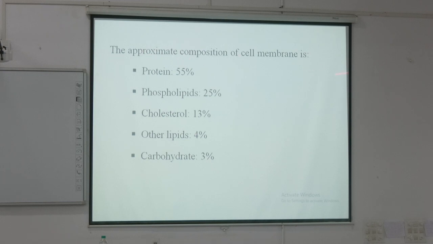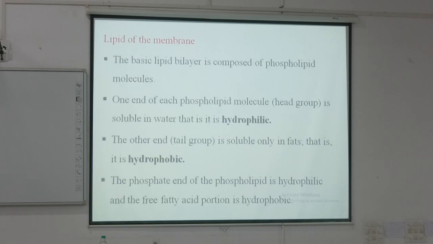So the composition of the cell membrane: it contains 55% protein, phospholipid 25%, and other molecules like cholesterol, lipids, carbohydrates. Okay? So this is the composition of the fluid mosaic model. In this lipid membrane, there are two ends of each phospholipid molecule. One is hydrophilic, because it is soluble in water, and the other end is hydrophobic.